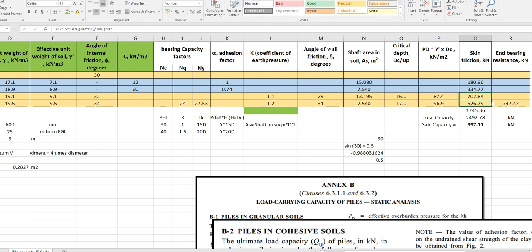Now similarly I'll copy this formula here. So we have this 31 here. So tan delta 180, everything is same. So this skin friction component you have to sum up. So when we are adding it, it is coming as this thing. Okay. How much? 1745, right?